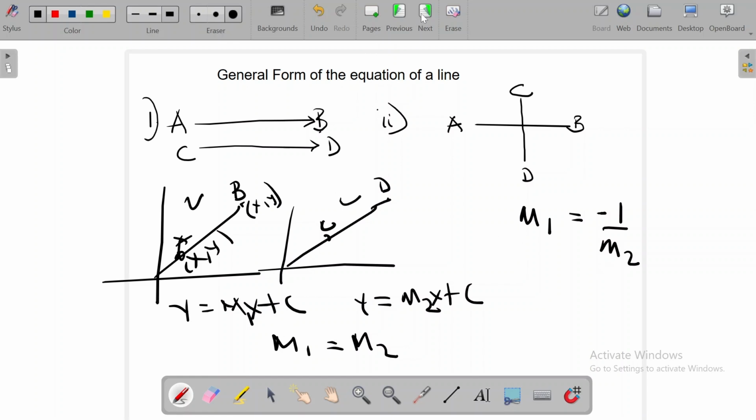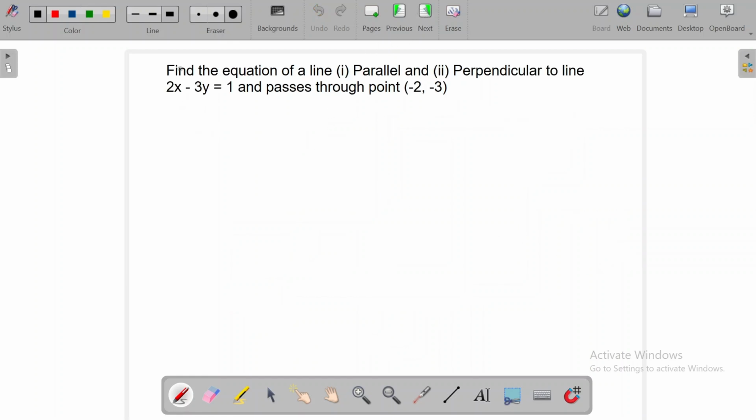So if I look at an example, it says find the equation of a line parallel and perpendicular to the line 2x minus 3y equals 1 and passes through the point. Observe this here, point. So this tells you it is a one-point form. But if I simplify this, you have 2x minus 3y is equal to 1.